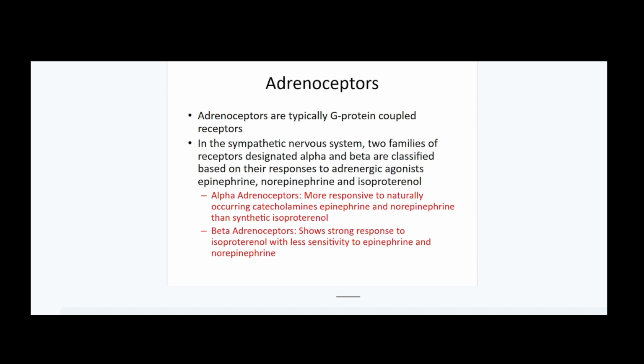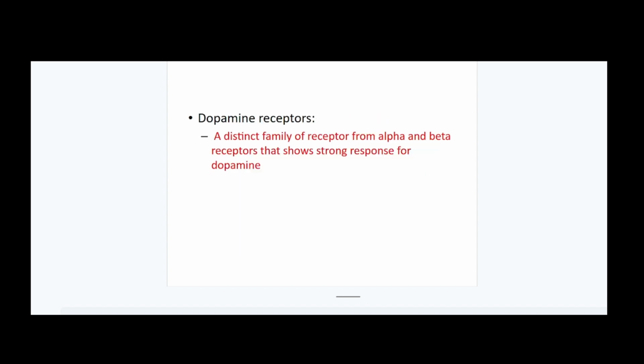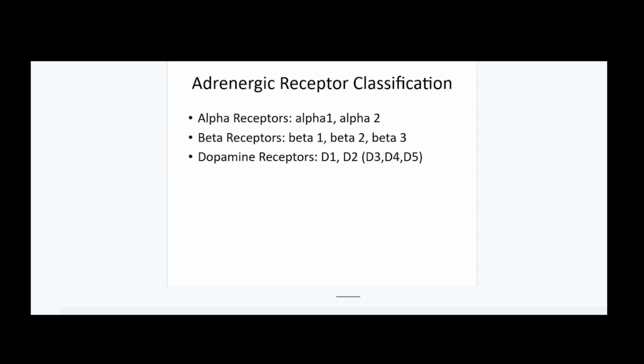Now, adrenergic receptors are basically G protein coupled receptors, and we have two types, like I've already explained. We have alpha and we have beta. And we also have a specialized class, which is the dopamine receptor. It's a distinct family of receptor from alpha and beta receptors that shows a strong response to dopamine, from D1, D2, D3, D4 to D5. Those are its subtypes. Now, this is what I'm talking about. We have alpha 1, alpha 2, beta 1, beta 2, beta 3, and we have dopamine D1, D2. D1 and D2 are the most common, but D3 to D5, not really that common.